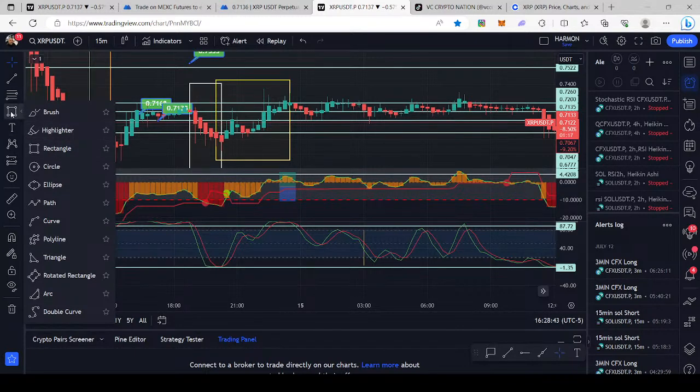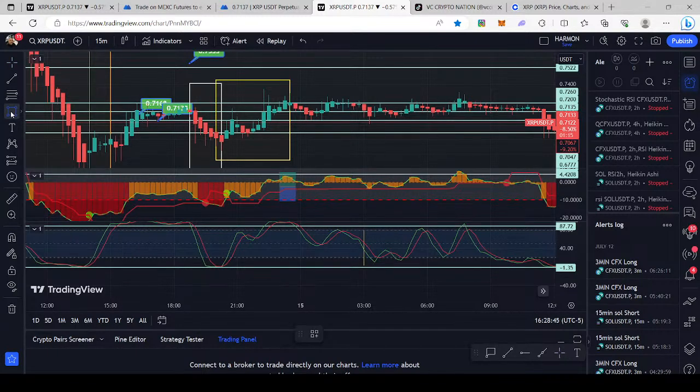Okay, take a rectangle and draw it from when the 2-hour RSI started to go down, and then end it, pull it to the side to where the 2 hours starts to go back up. Okay.